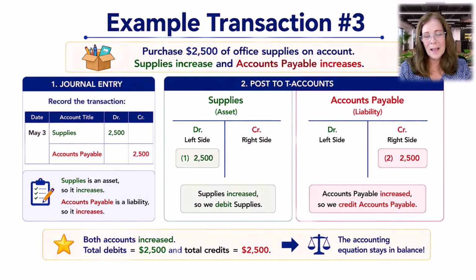For our final example, let's purchase office supplies on account for $2,500. Supplies increase, so we debit supplies for $2,500 because assets increase with debits. Accounts payable also increases because we now owe money to a vendor. Liabilities increase with credits, so we credit accounts payable for $2,500. This time, both accounts increased. Assets increased and liabilities increased by the same amount. Once again, the accounting equation stays in balance.